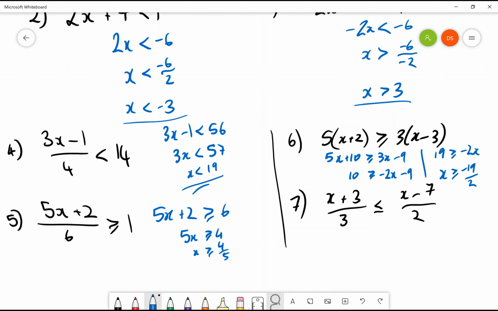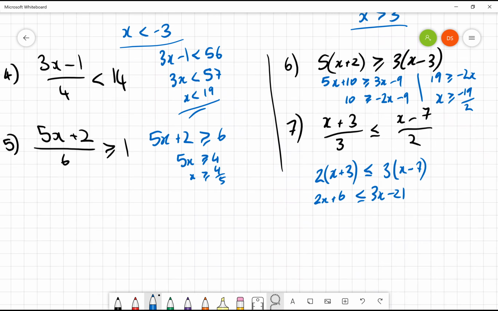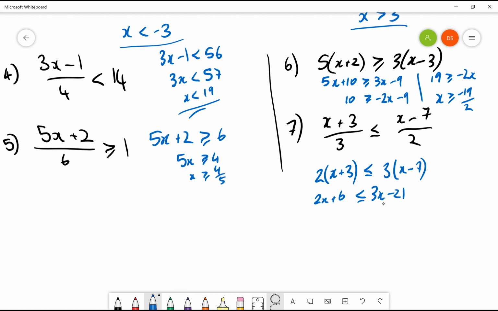And then for the last one, I'll multiply across, and so I'll get 2x plus 6 less than or equal to 3x minus 21. And then once again, I am going to subtract 3x. So this is negative x plus 6 less than or equal to negative 21. I'm going to subtract 6, so negative x is less than or equal to negative 27. So dividing through by a negative, I'll flip the sign once again.